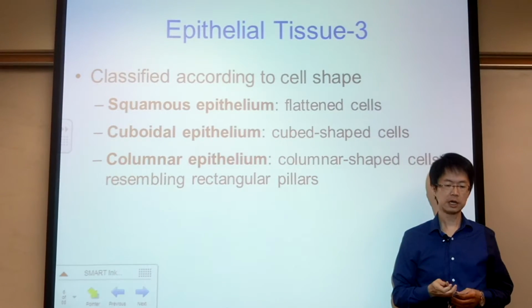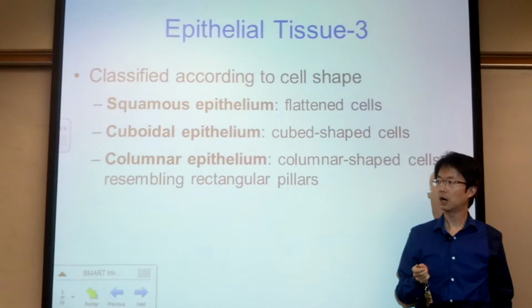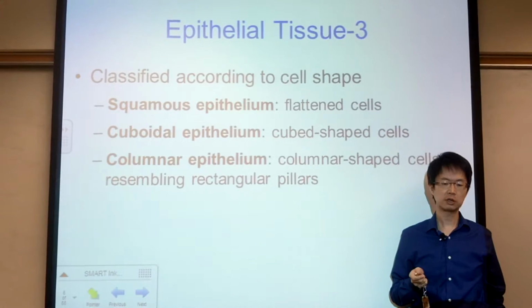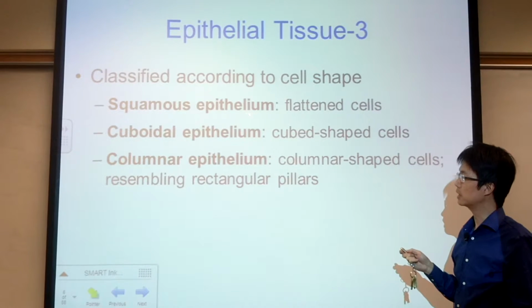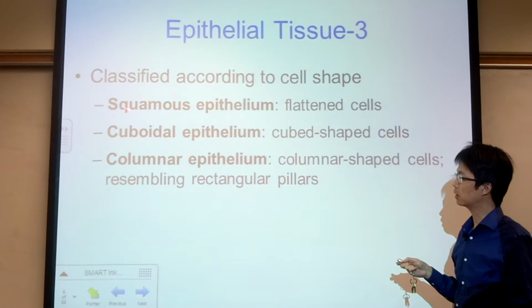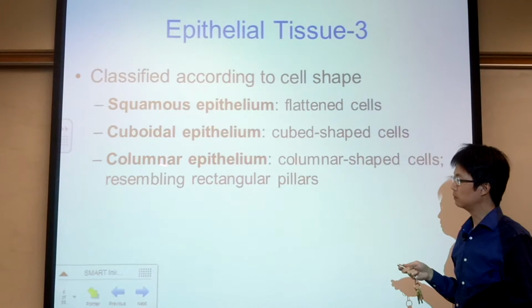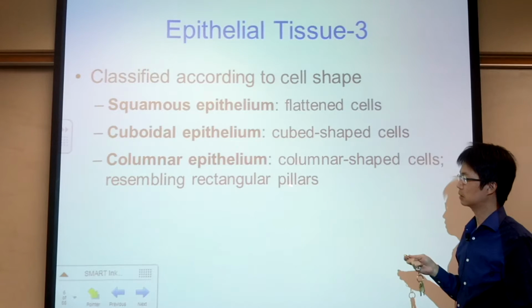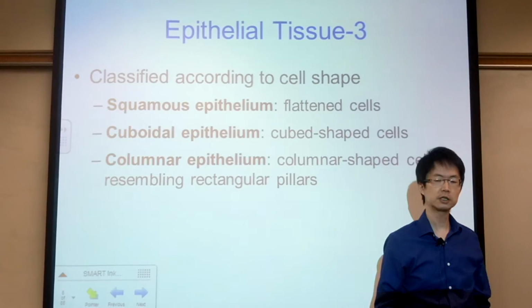We have three types of epithelial tissue that we can classify them according to the shape. We have squamous epithelium, they are flattened cell, or we have cuboidal, they are cube-shaped epithelium. Columnar, they are columnar-shaped, they are rectangular pillar. So three types, three different shapes.